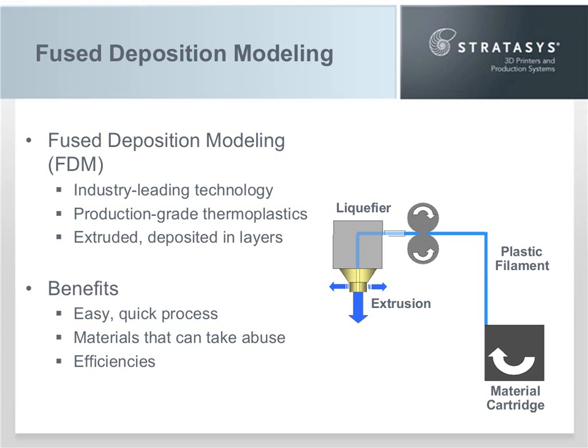The material starts in a canister, which comes in a filament form. It looks kind of like the weed whacker trimming string. That filament is fed up to what we call the head, where it's extruded through a liquefier, melted.